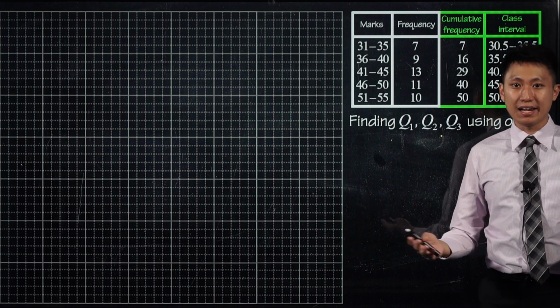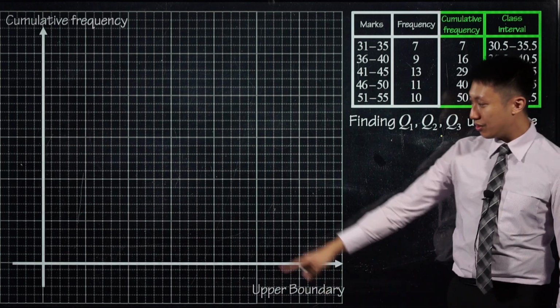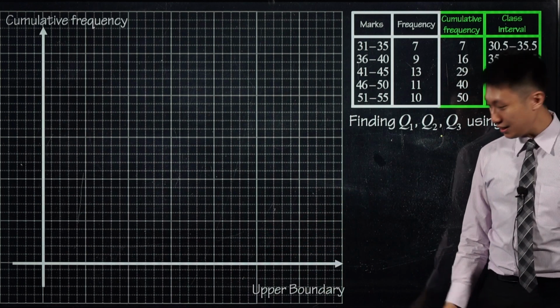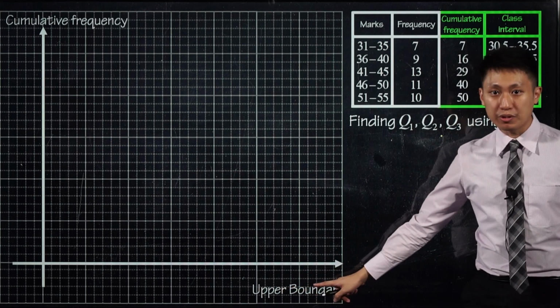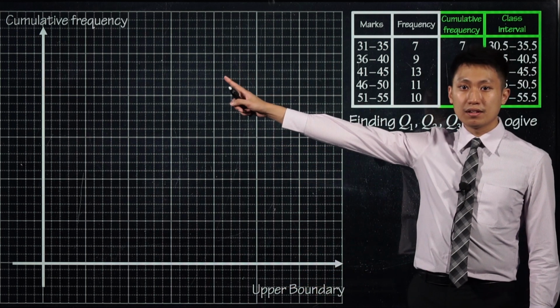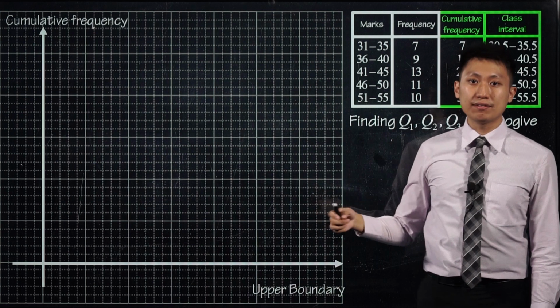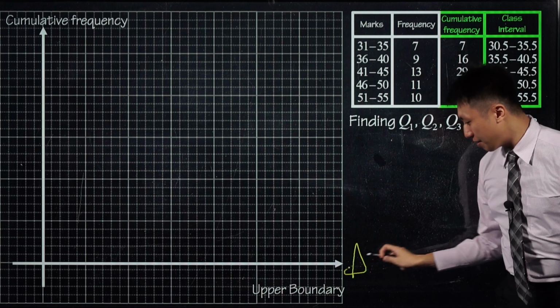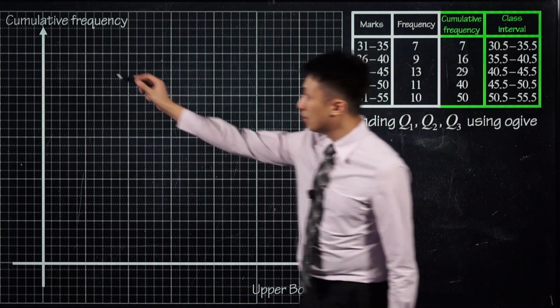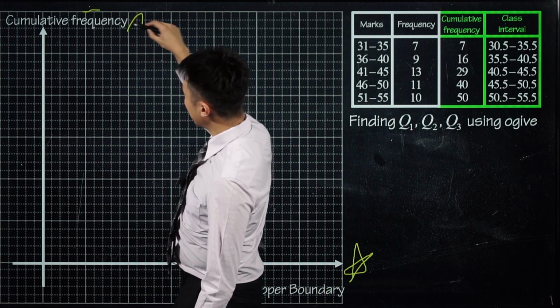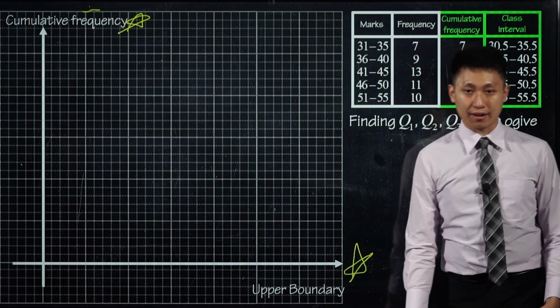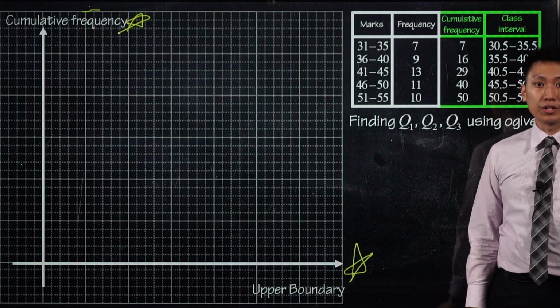What are the x values? Okay, so now we draw an axis. Remember what this is? Upper boundary. And the y-axis is cumulative frequency. These are very important. If you forget these two, there's no way you can continue. You must know this.